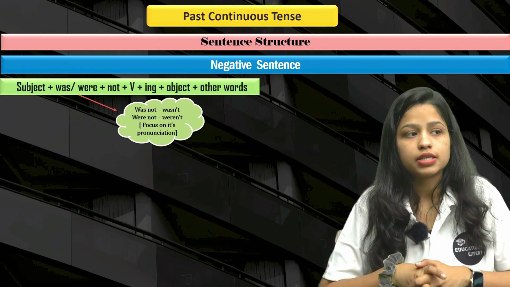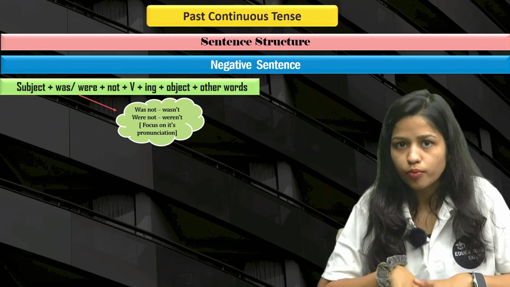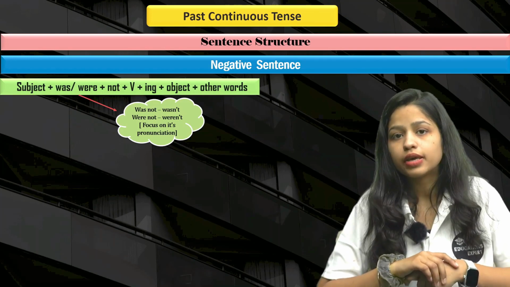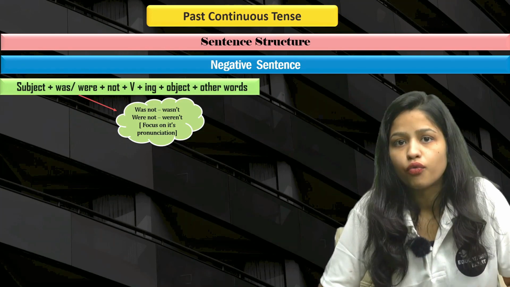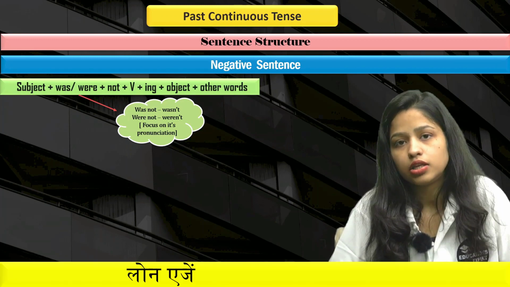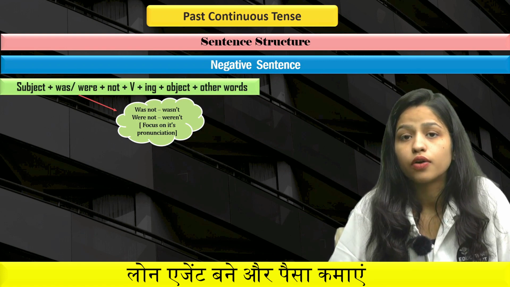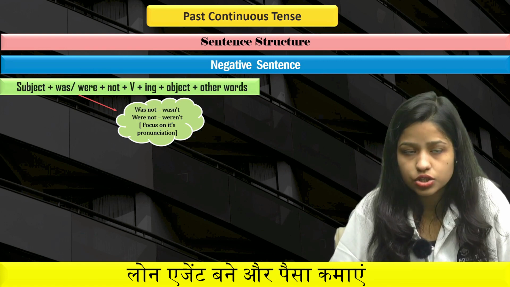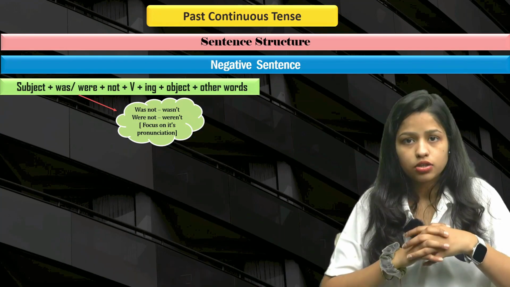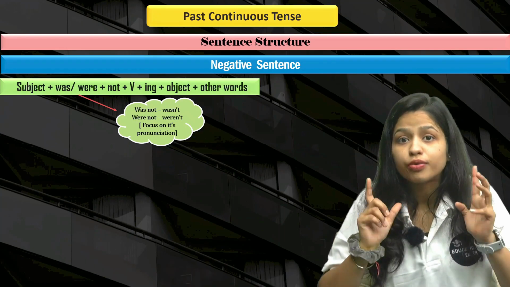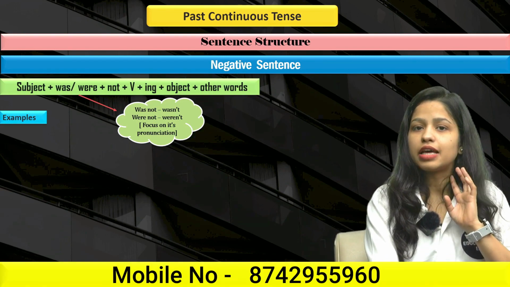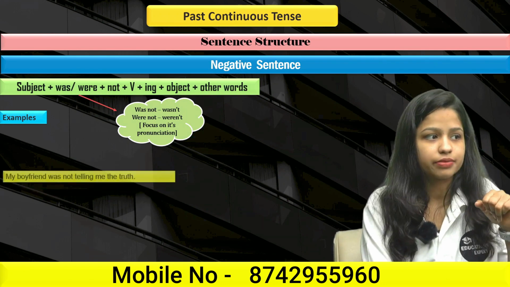So now let's understand the contraction forms of was not and were not. If you're using was not, then you can say it like wasn't. And if you're saying were not, then you can say it as weren't. I hope you have focused on the pronunciation part and you have also practiced. Right? Now let's move forward and understand a lot of examples.